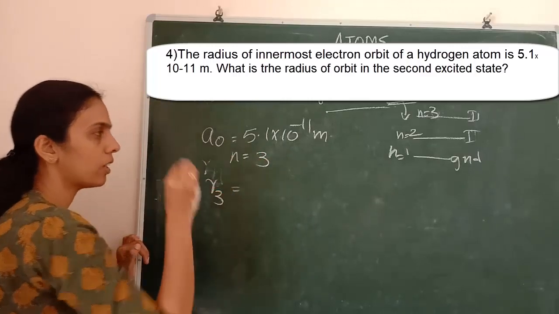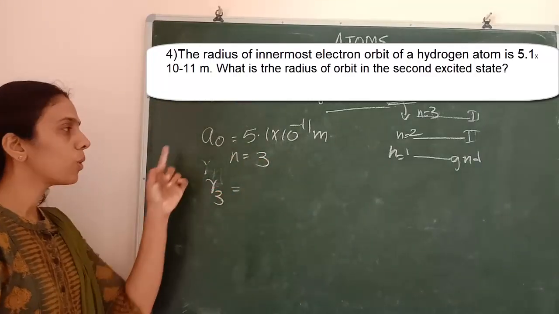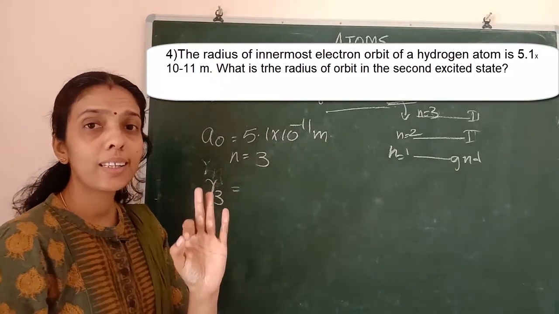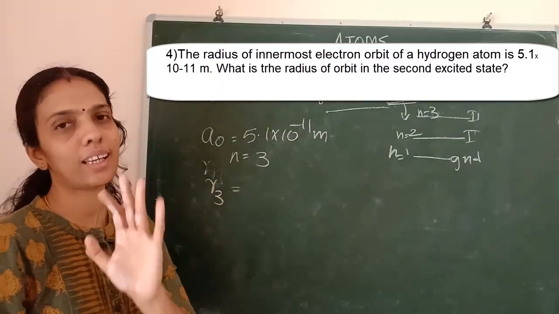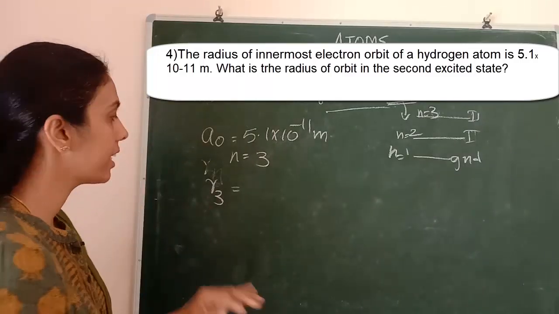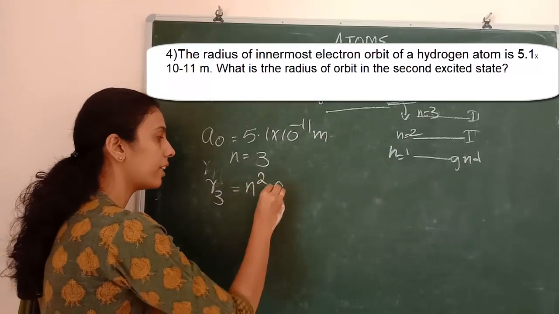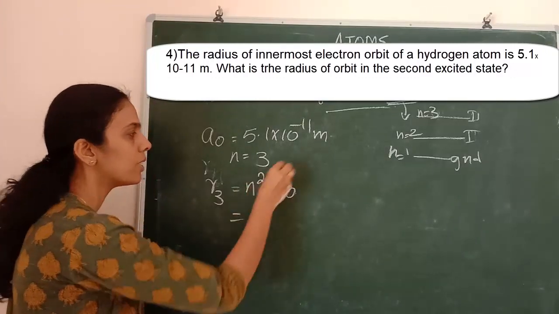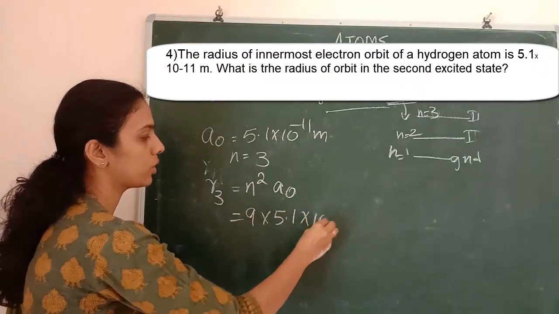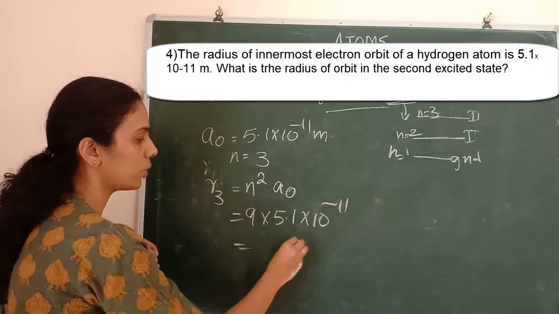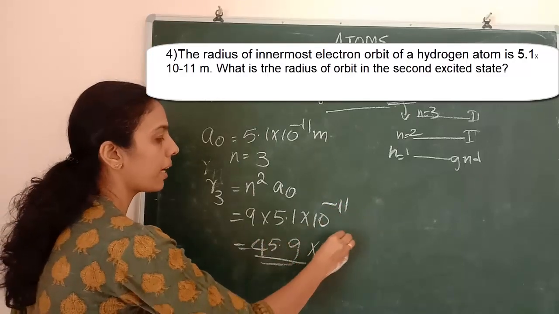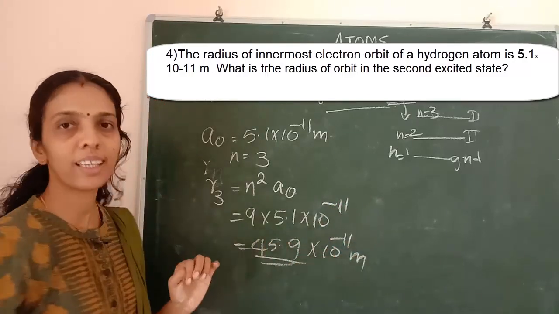So we need to find out R3. So what is the relation connecting Rn and A0? Rn is equal to n square A0. Remember, right, in the quick revision I mentioned it very clearly. So n square into A0. So what is n square? 9 into 5.1 into 10 to the power minus 11. So you will get 45.9 into 10 to the power minus 11 meter. Okay, clear now?